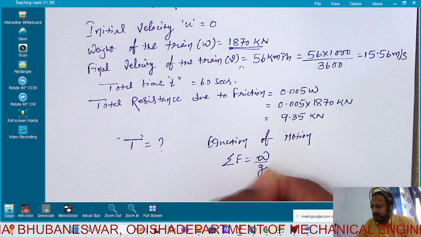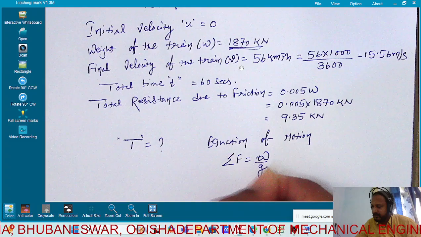Which force is actually responsible for the motion of the body? The body is going towards the right side, so T minus F, that is T minus 9.35. Is this clear? That is the force which is responsible for the motion of the body, T minus 9.35 as seen in the diagram. I hope all of you understood.